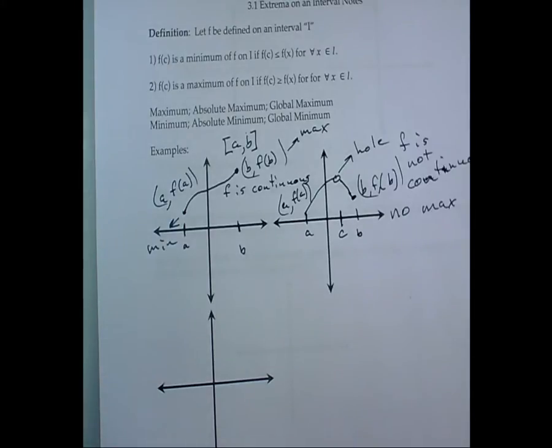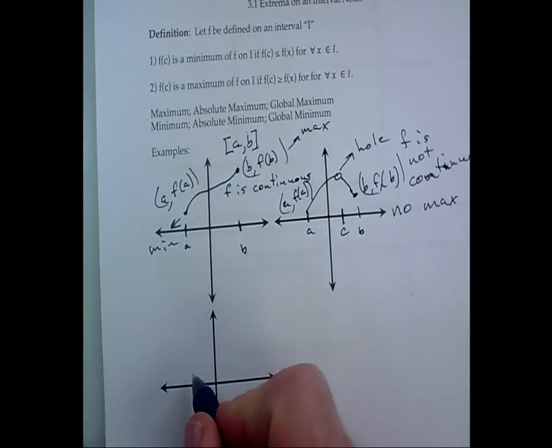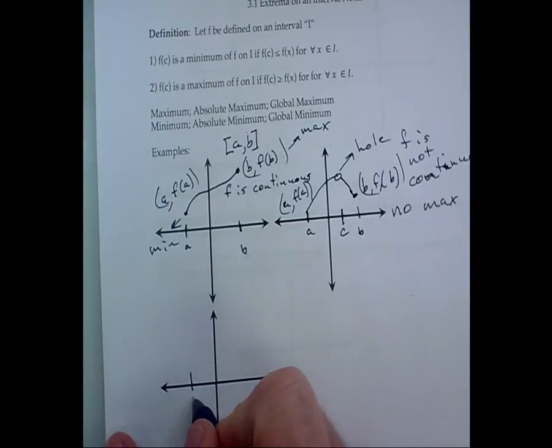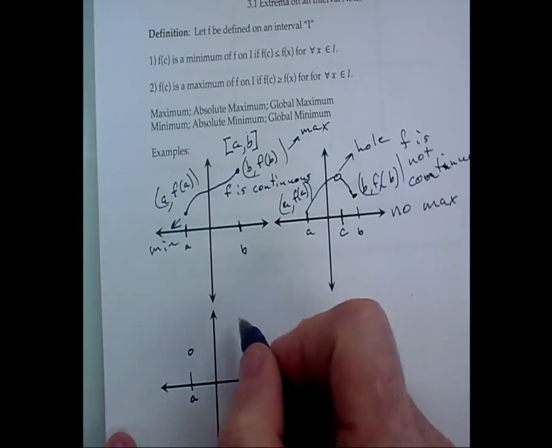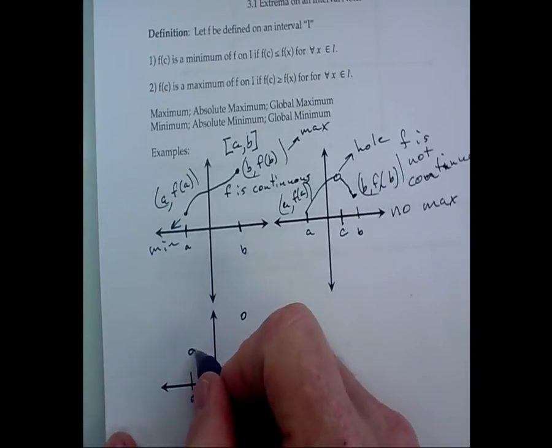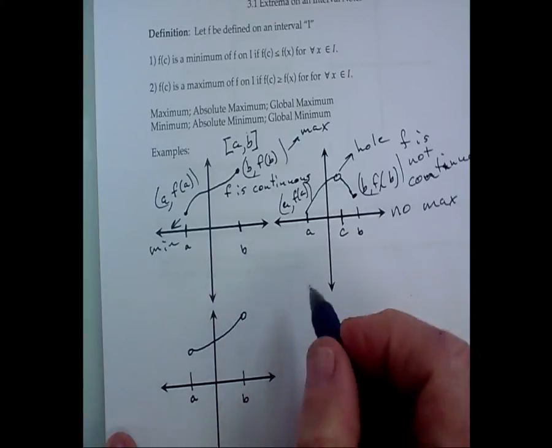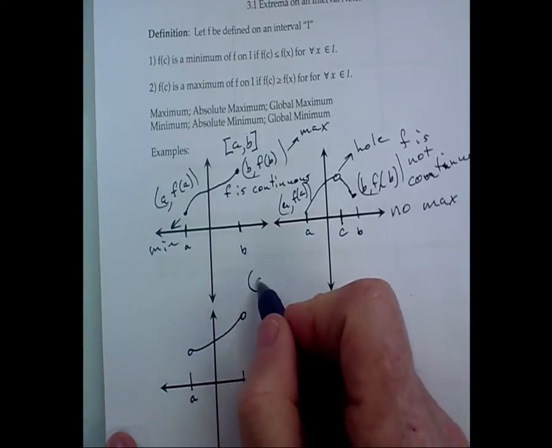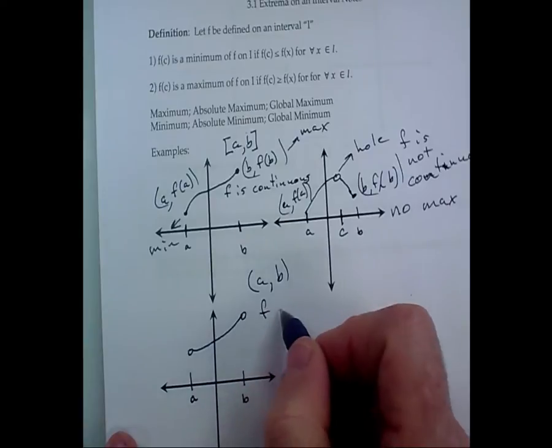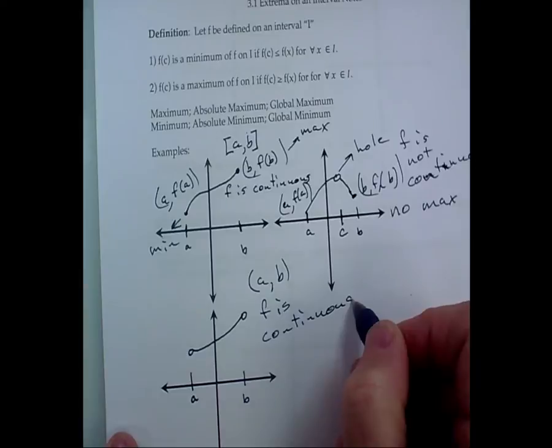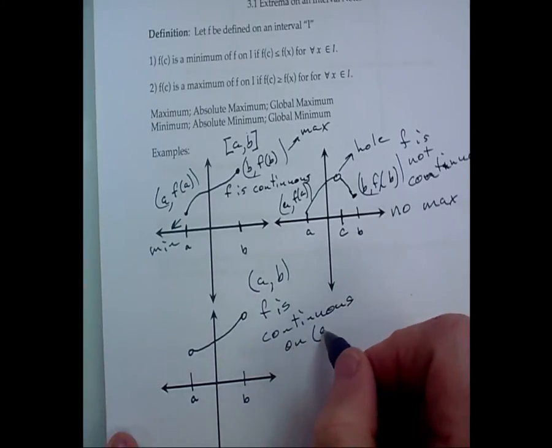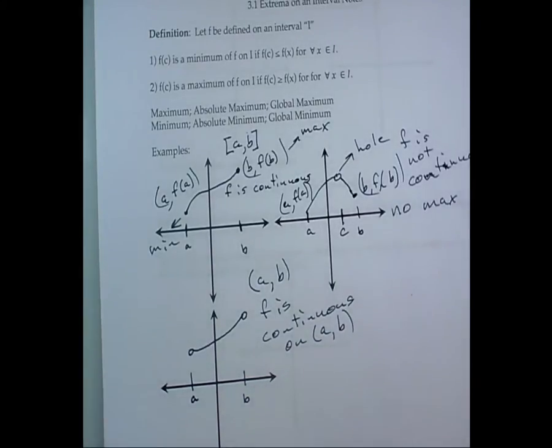Would you agree with that? How do I do that? I just flip it. I could have something that looks like this. So this is an open interval, but F is continuous on from A to B, the open interval, correct?